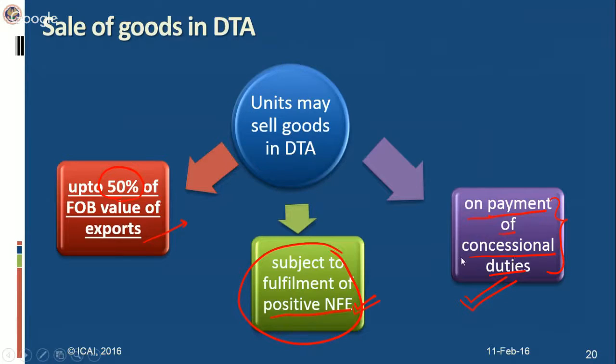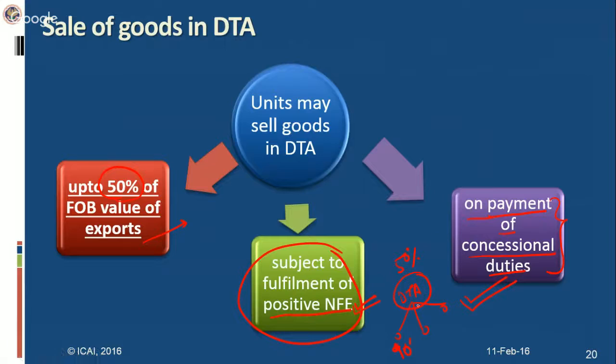One more point here: in case the unit is manufacturing and exporting more than one product, then sale of any of these products into DTA up to 90% of the FOB value of these specific products is permitted. That means if it is manufacturing 2-3 products, then any of the products can be 90% of the total sales which it is making in DTA. But the total of these sales, that means total DTA sales, should still be limited to 50%.